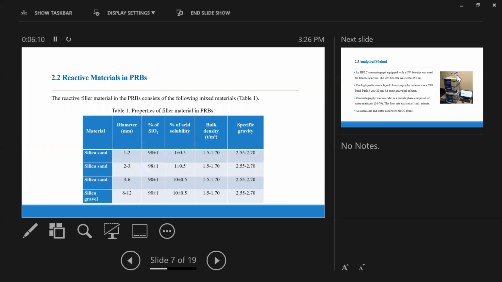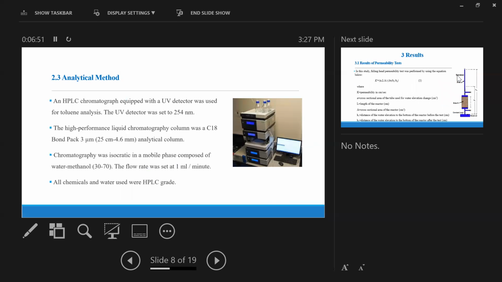This table shows the reactive filler materials in both permeable reactive barriers. We had two different reactive materials, silica sand and silica gravel. This table shows the diameters of silica sand and silica gravel that we used in our study. The table also shows different characteristics of these filler materials in the PRBs, like acid solubility, bulk density, specific gravity, and so on. To analyze toluene, we use an HPLC chromatograph equipped with a UV detector.